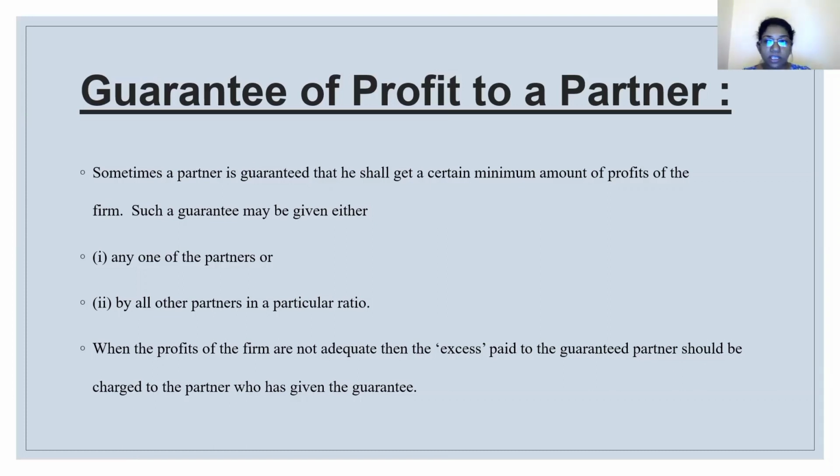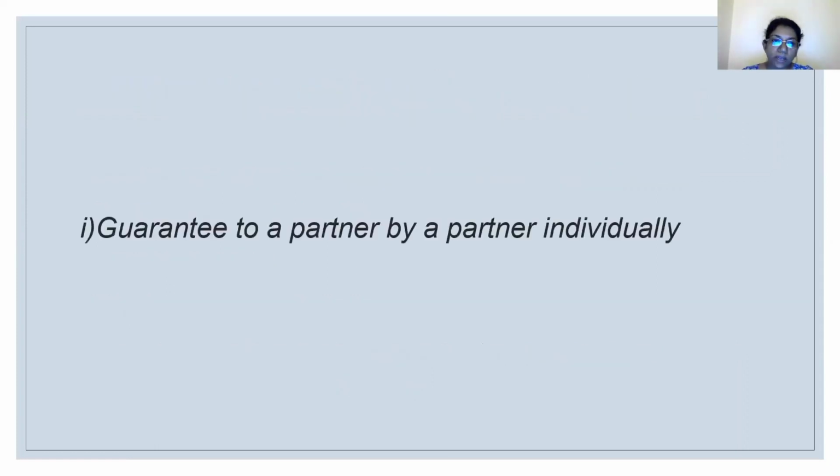When the profit of the firm is not adequate, then the excess is paid to the guaranteed partner and should be charged to the partner who has given the guarantee. So let's look at these situations individually. The first one is a guarantee to a partner by a partner individually.